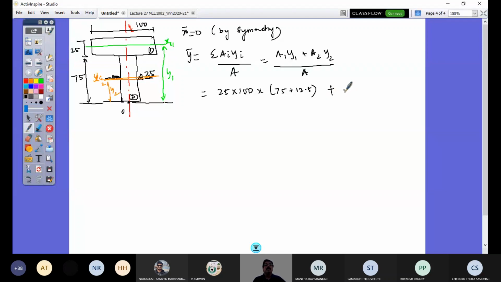Plus what is a2? A2 is 25 by 75. Multiply that by 75 by 2, that is 37.5. Now divide this by the total area, that is 2500 plus 25 into 75. That's the total area. So let us just calculate this.